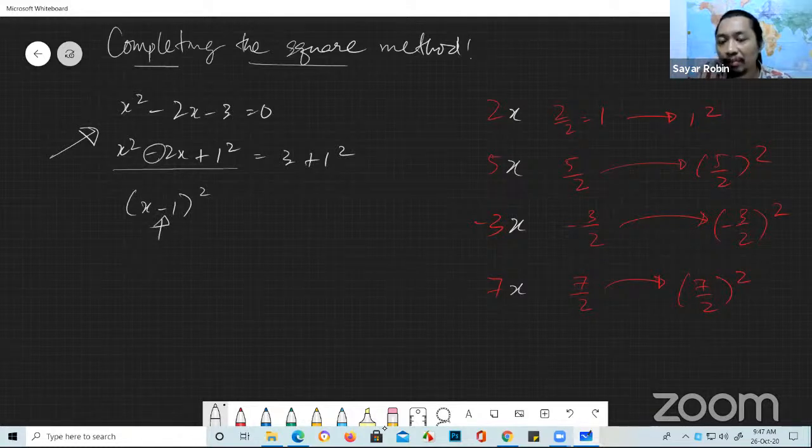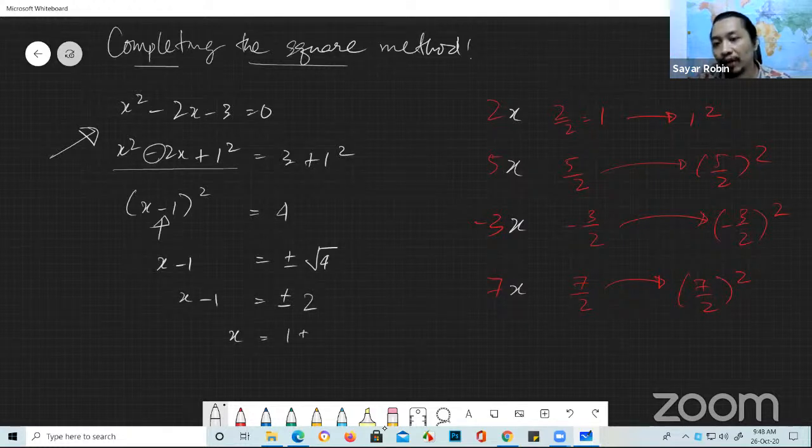If you see the positive sign, here is positive 2. Okay, equal to 3 plus 1 squared is going to be 4. And then (x minus 1) squared equal to 4, so x minus 1 is equal to plus or minus the square root of 4, which is 2. x is equal to negative 1 became positive 1, plus or minus 2. x is equal to 1 plus 2 is 3, or 1 minus 2 is equal to negative 1. This is the final answer. Okay.